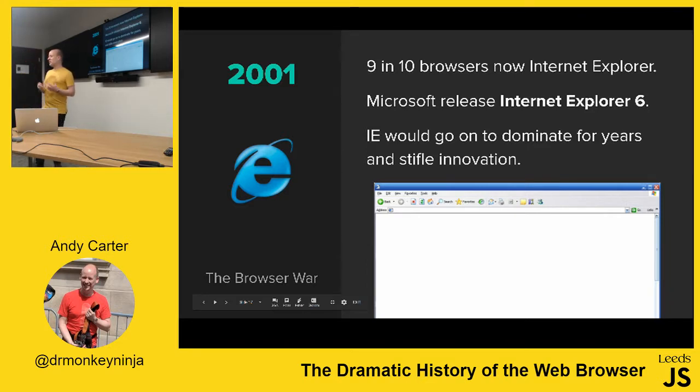So this kind of stifled innovation, because if you wanted to build a web page for the majority of people, you'd build it to work in IE6, not Navigator. And it didn't matter what other browsers were doing to bring in new ideas and advance the web, you had to support IE6 for people to be able to use your site.